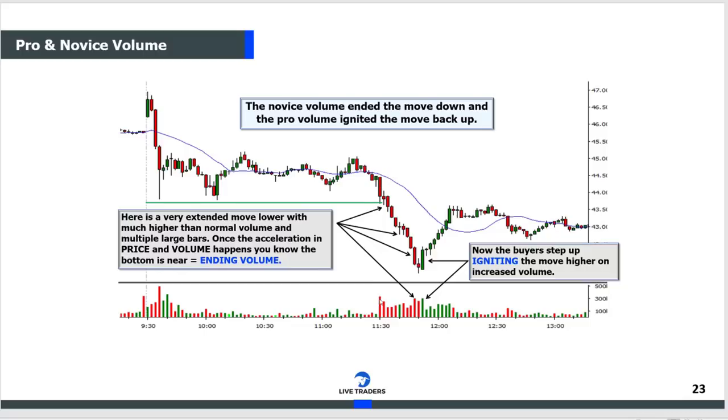So this right here, this big volume spike, that's igniting volume, okay? It's going lower, it's going lower, it's going lower. And then as you get to the bottom, what happens? The bars are getting bigger and the volume is getting bigger. This is ending volume. What is this? These are the last bastion of people that want to get out of the stock. They're exiting the stock now. These are the people that can't take it anymore, right?